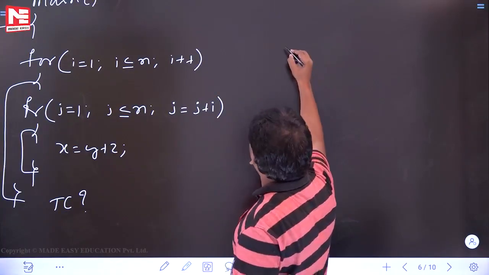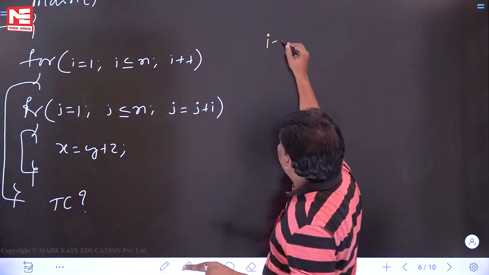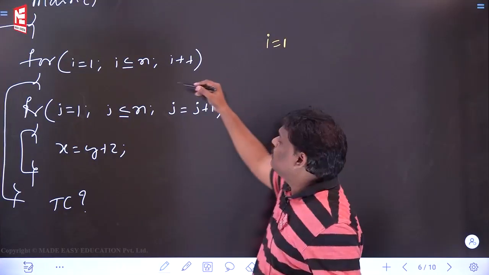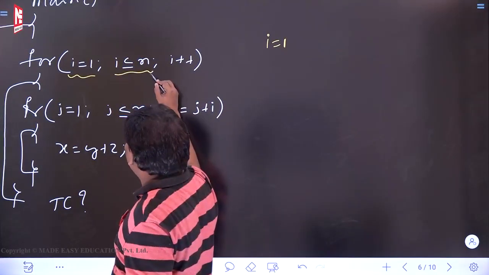Now can you help me with one small line? What is the answer of this one? Please listen carefully. See this one, i is equal to 1. Can you say i is equal to 1? Right, 1 less than or equal to n, that is okay, then come inside.